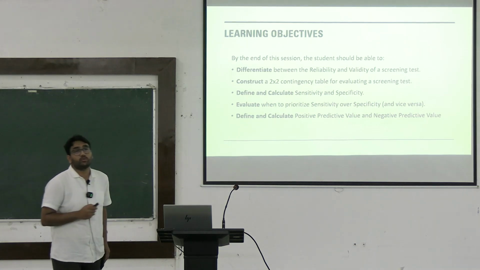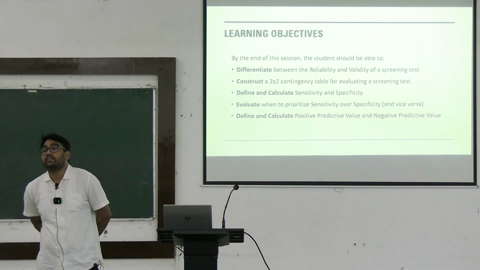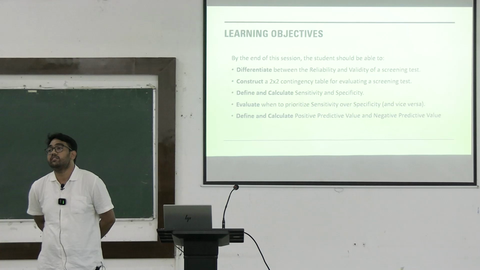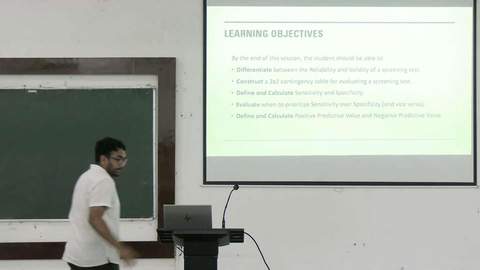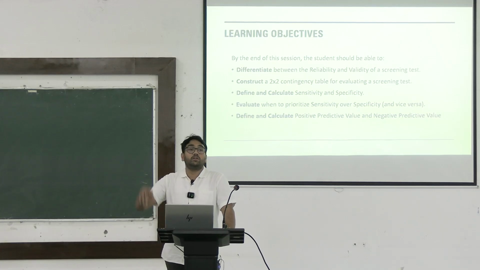Once we have done this, today we will go into properly assessing a screening test, which is a proper screening test, which screening tests we can use, and based on what parameters we decide whether we can do screening or we should not do screening, right? So what are our objectives for today? We must be able to differentiate between reliability and validity of a screening test. We must be able to construct a 2x2 contingency table.